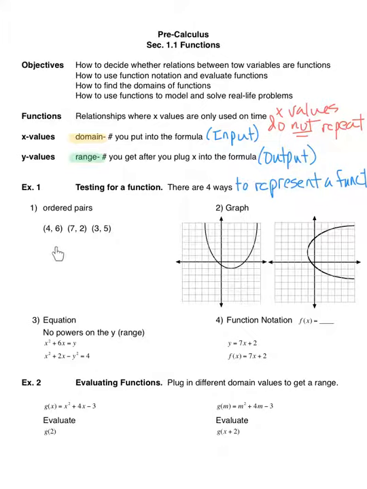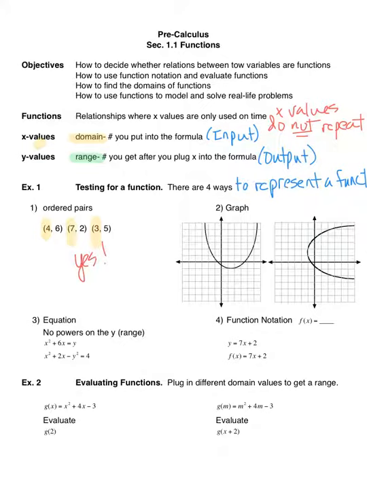So let's start here. If you have just a list of ordered pairs, all you care about are these x values. So I care about this, this, and this. Because 4, 7, and 3 do not repeat, this is indeed a function. So yes, this is a function.